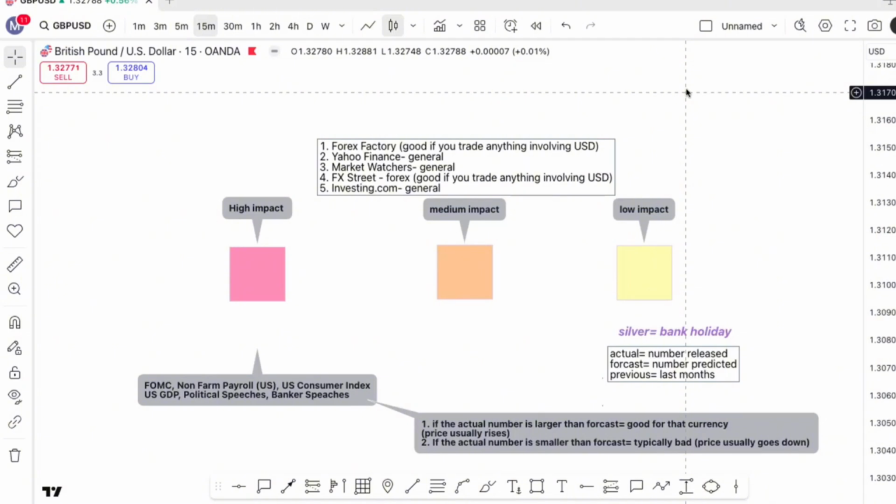Things that you want to focus on before I go on to Forex Factory is the actual number, meaning the number released, the forecast number, meaning the number predicted, and the previous. This is talking about last month's numbers, okay?